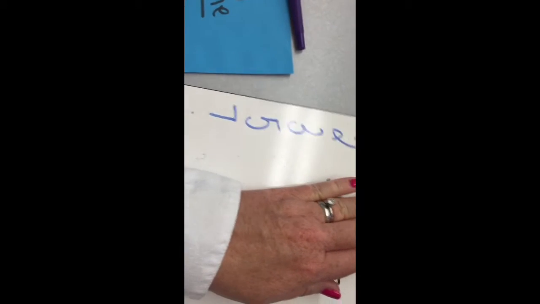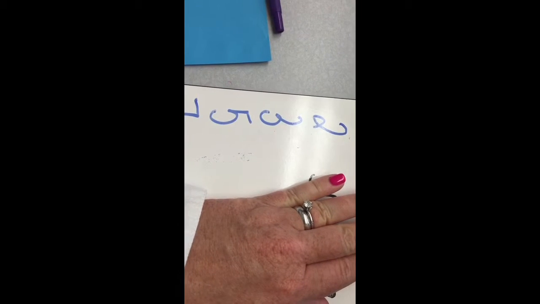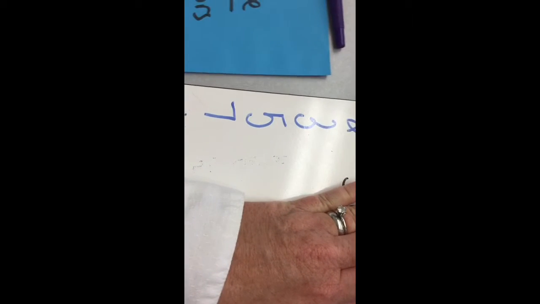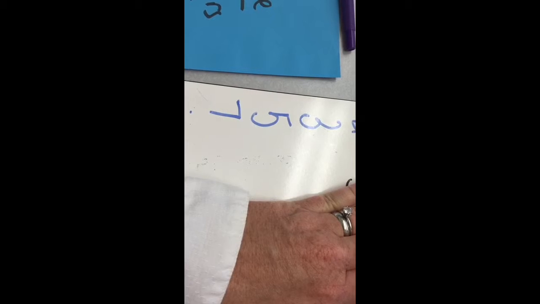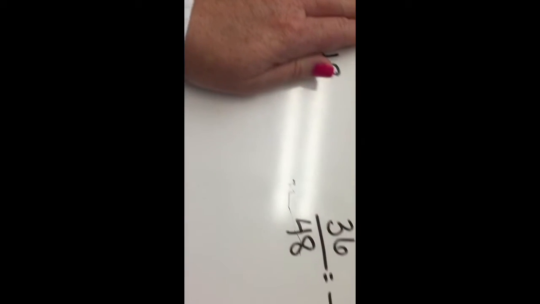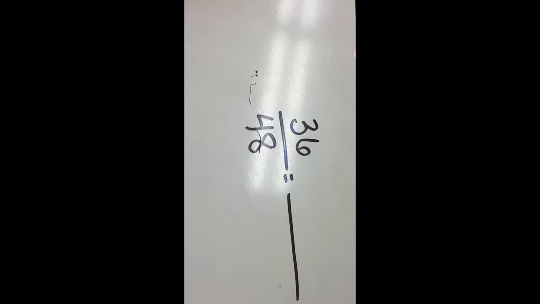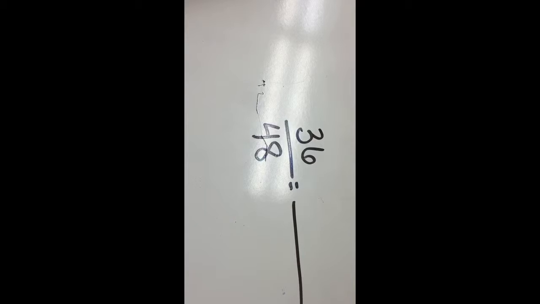As a reminder, prime numbers are numbers that are divisible by themselves and the number 1. Here are some common prime numbers. This should be familiar to you: the numbers 2, 3, 5, 7, and of course that list goes on. I want to show you an example today of how to simplify using prime factors. The numbers we're going to use are 36 over 48.